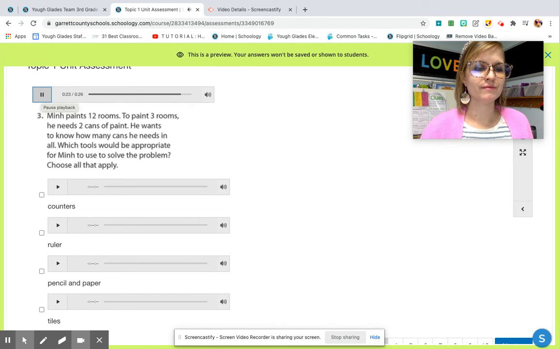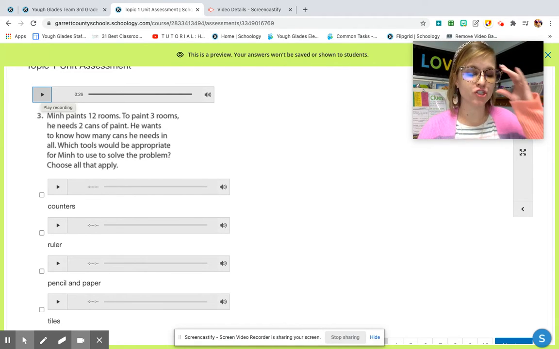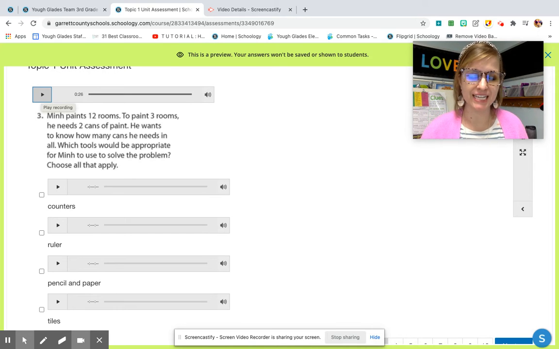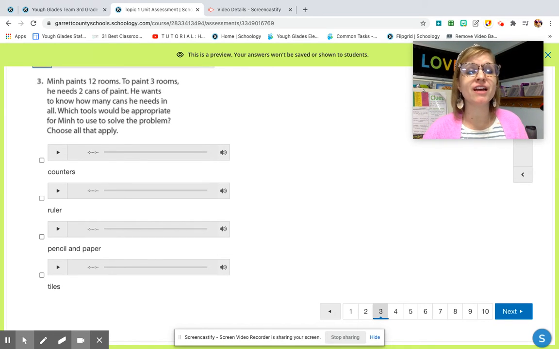Choose all that apply. Now, that means you have to choose all that applies. That means you have to choose everything that would apply to that, okay? So there's more than one answer here. And I'm going to tell you, you can do this. This is fairly easy, so you need to think about it.